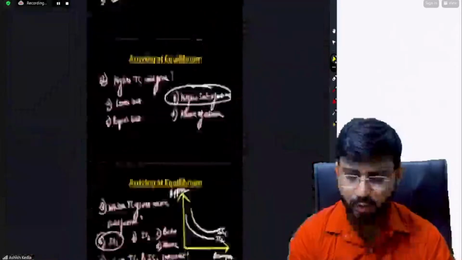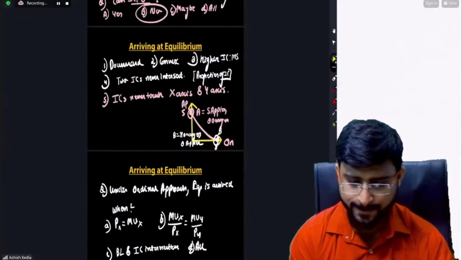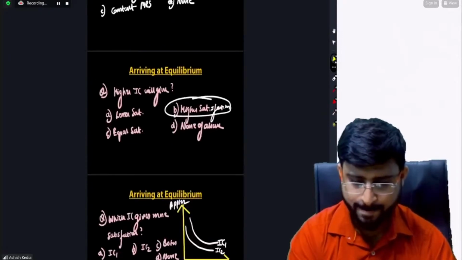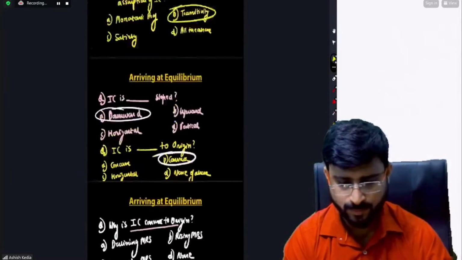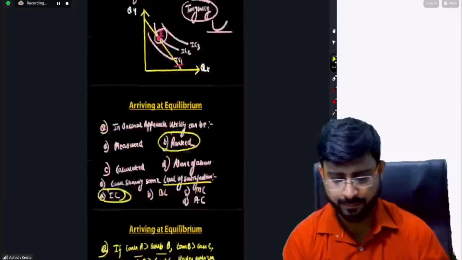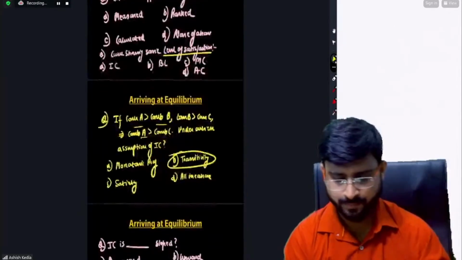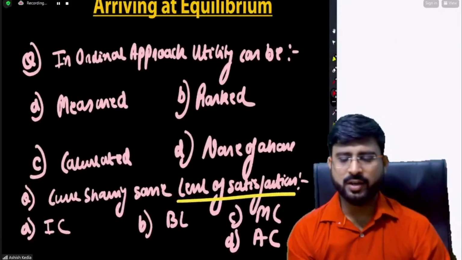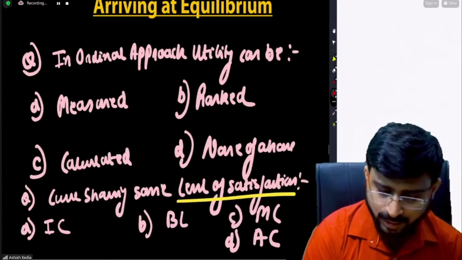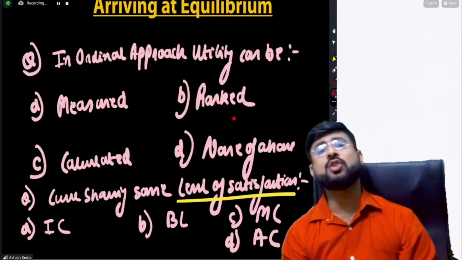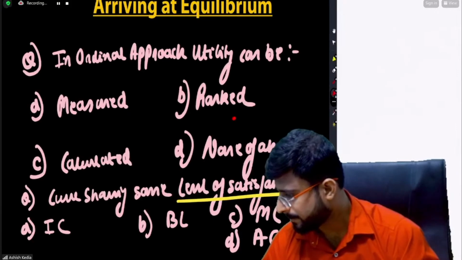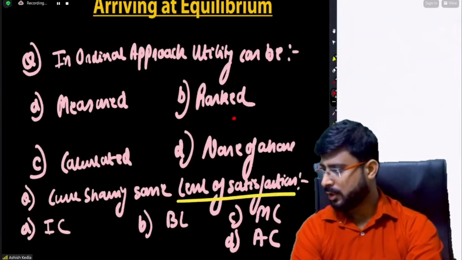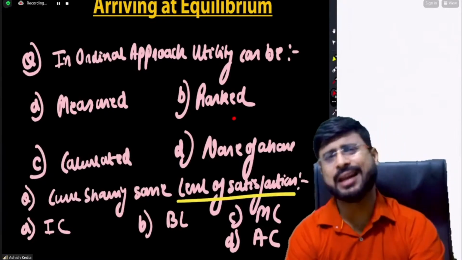So some more questions from MCQ. Let me ask you all. Okay, let's go. You will answer me this question. In ordinal approach, utility can be measured, calculated, ranked, or none of the above. In ordinal approach, what happens? Utility can be measured, can it be ranked, can it be calculated, or none of these?